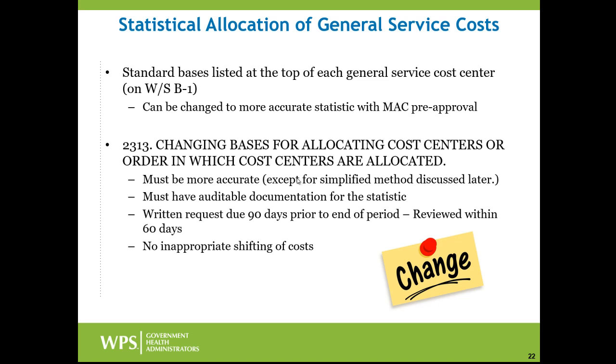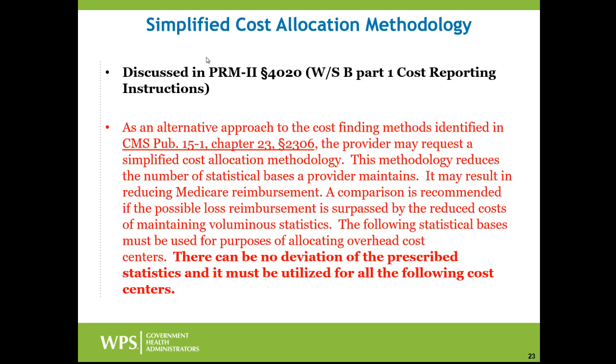So if something doesn't look like it's going to be more accurate, instead it looks like more of a cost shifting goal, if you will, that would not be approved. So next we'll discuss the simplified cost allocation methodology. And this one is discussed in the actual cost reporting instructions. That's PRM 15-2, section 4020. It's basically your worksheet B part 1 and B-1 cost reporting instructions.